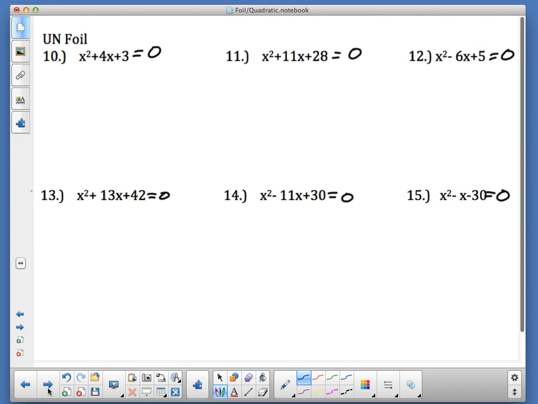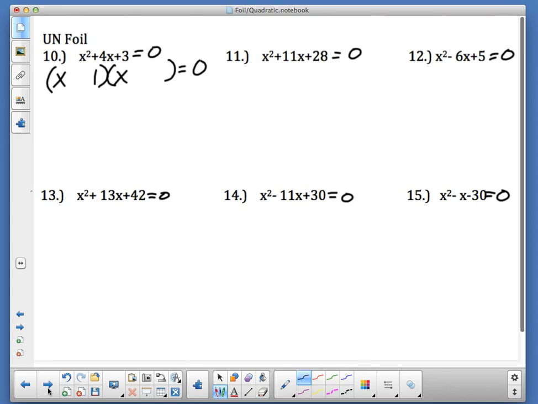Okay, that's all I want you to do. So here, if I factor, I unfoil. First of all, this is pretty nice because x times x makes x squared. That's kind of cool. But what numbers multiply to be 3 but add to be 4? 1 and 3, aren't those nice?